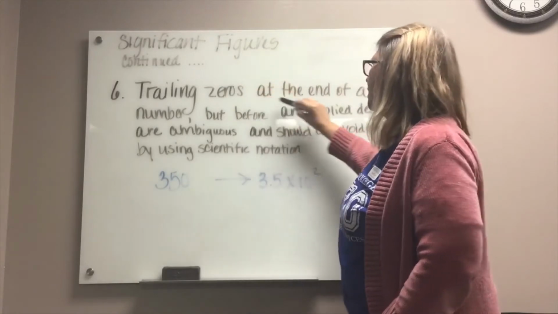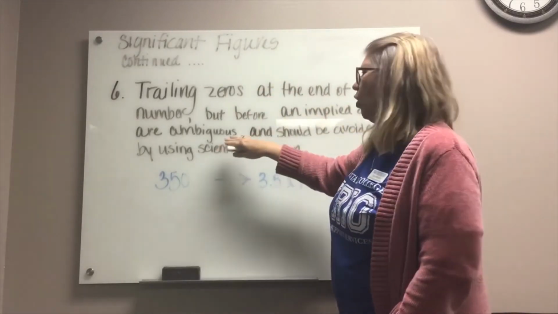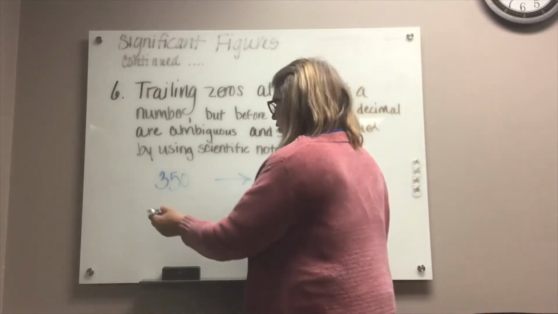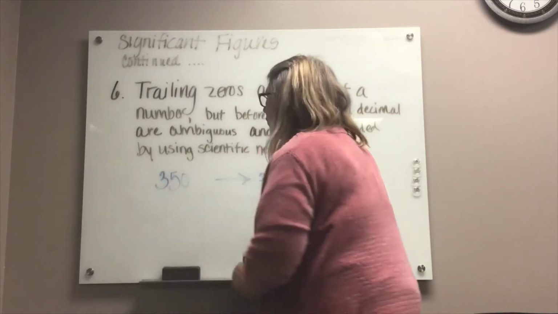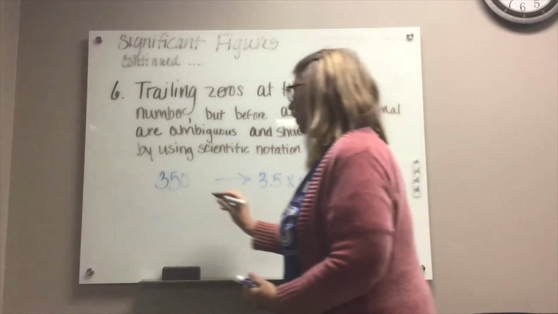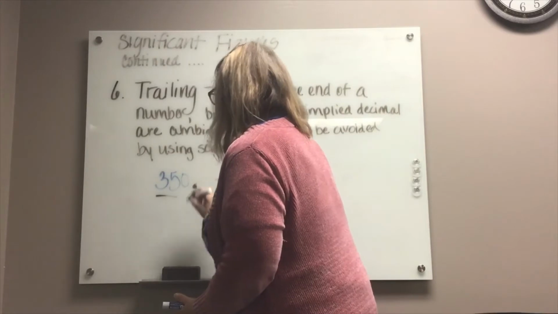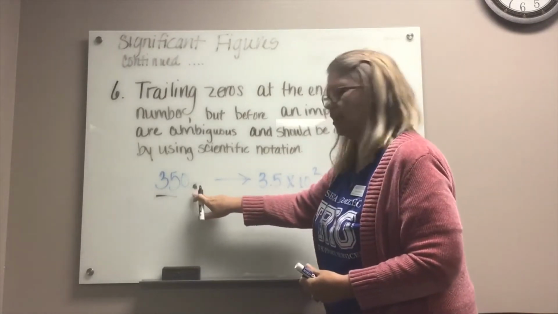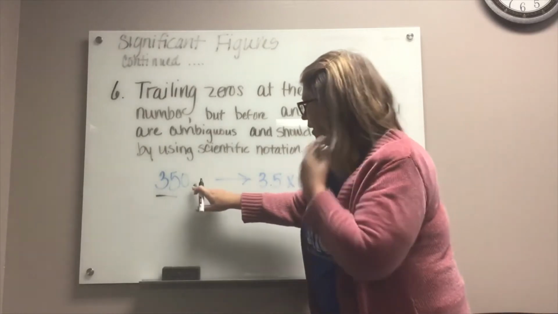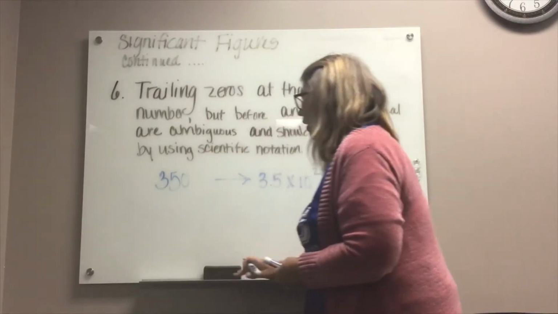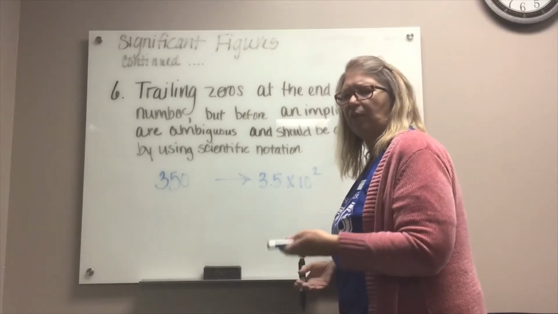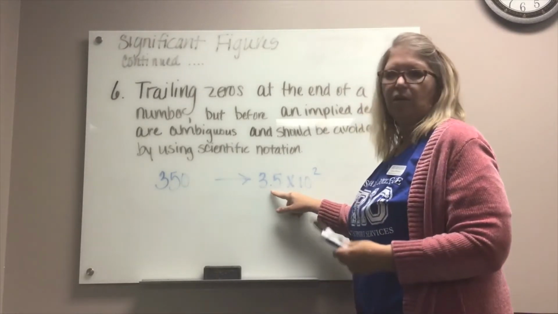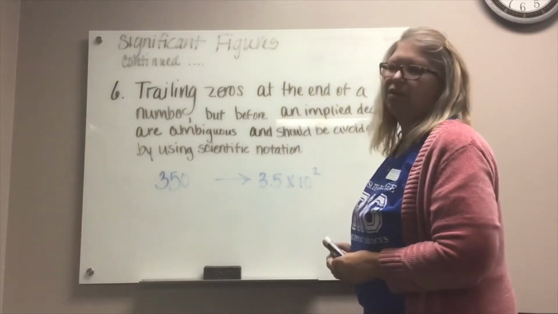So rule number 6, trailing zeros at the end of a number but before an implied decimal are what we call ambiguous, and they should be avoided by using scientific notation. So you have the figure 350, and when I say implied decimal, we're just assuming that 350 is the only number and that there is a decimal here. So this could be $350, whatever. But we're assuming that there is a decimal here after the 0. So this would be considered an ambiguous number, and we don't like ambiguous numbers in science. So we want to write this in scientific notation, and we can do that by moving the decimal 2 places and making this 3.5 times 10 to the second.